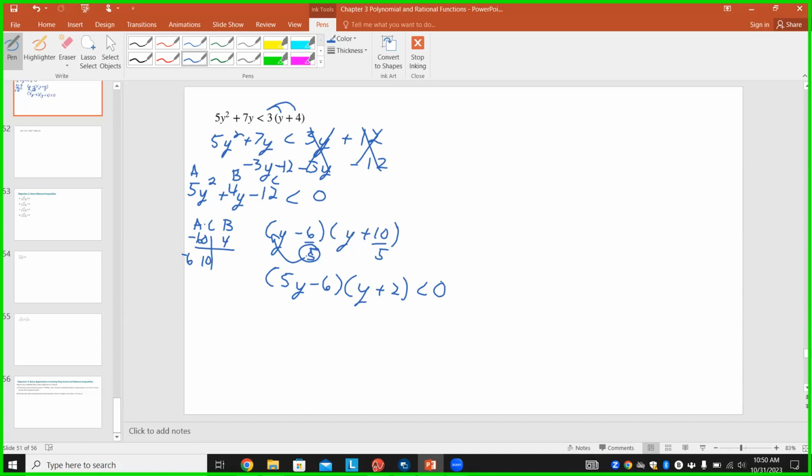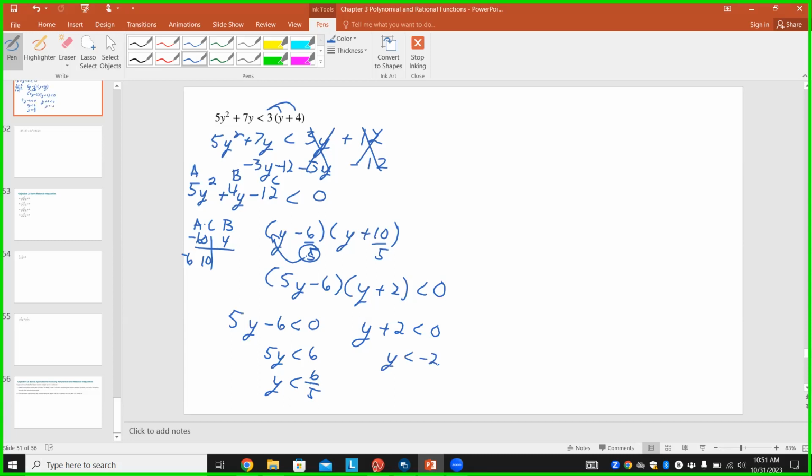All right. Just like before, I would set each one equal to 0. This time, I just set each one less than 0, right? And then solve them out. So I get 5y minus 6 less than 0, and I get y plus 2 less than 0. How would I solve the first one? Plus 6. So I get 5y less than 6. Then what? Divide by 5. So I get y less than 6/5. Come over here. How do I solve this one? So I'm going to do y less than negative 2.